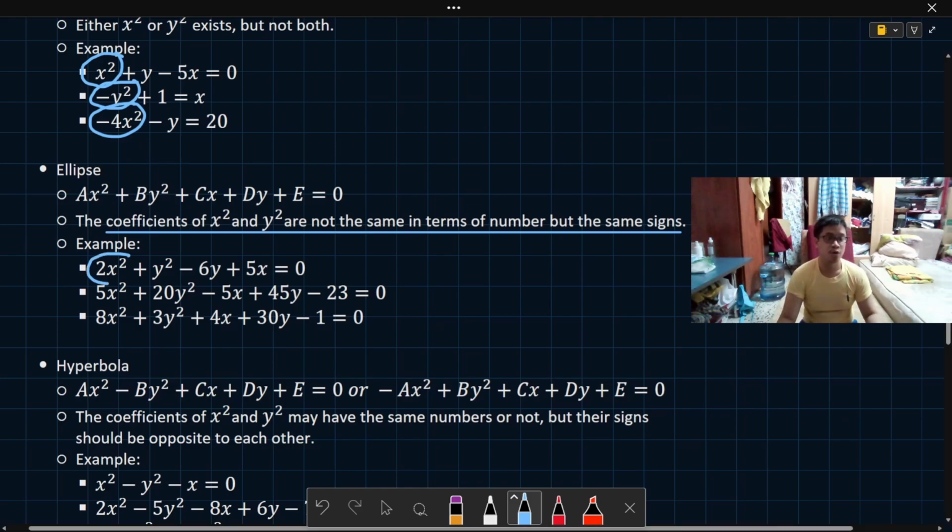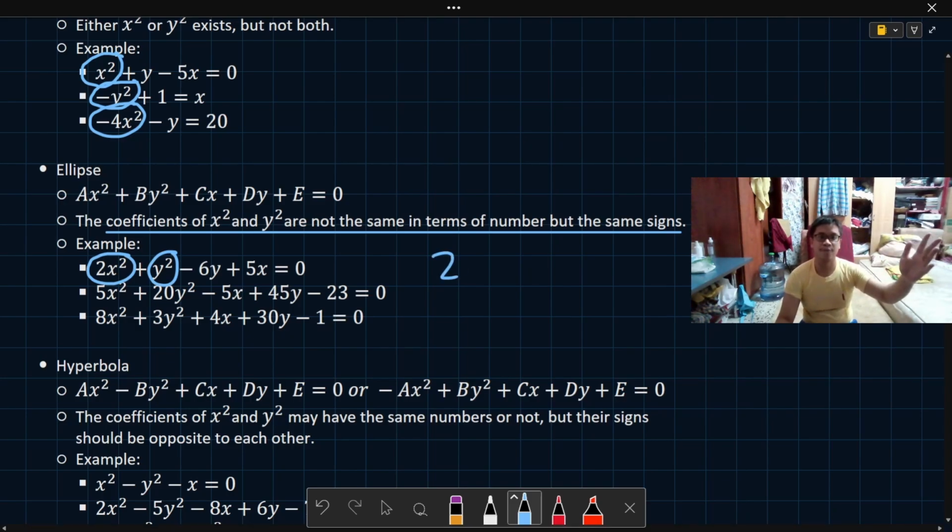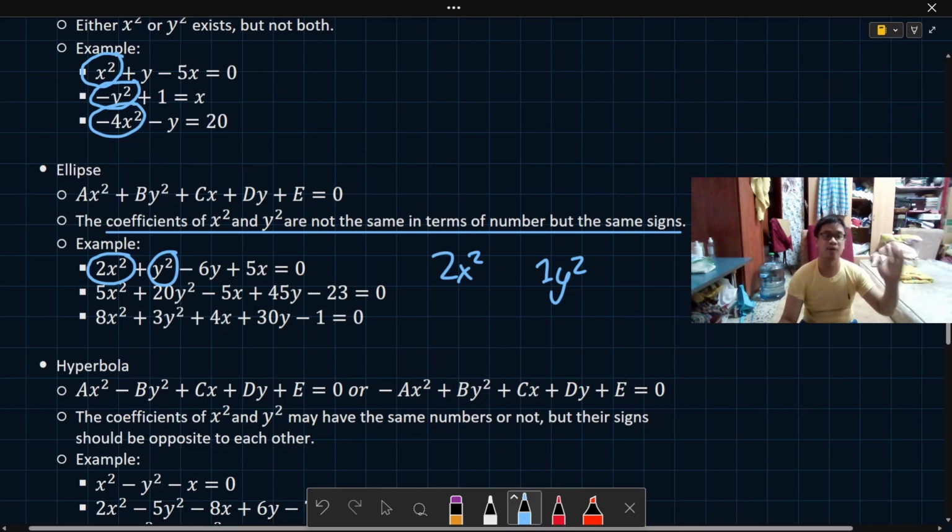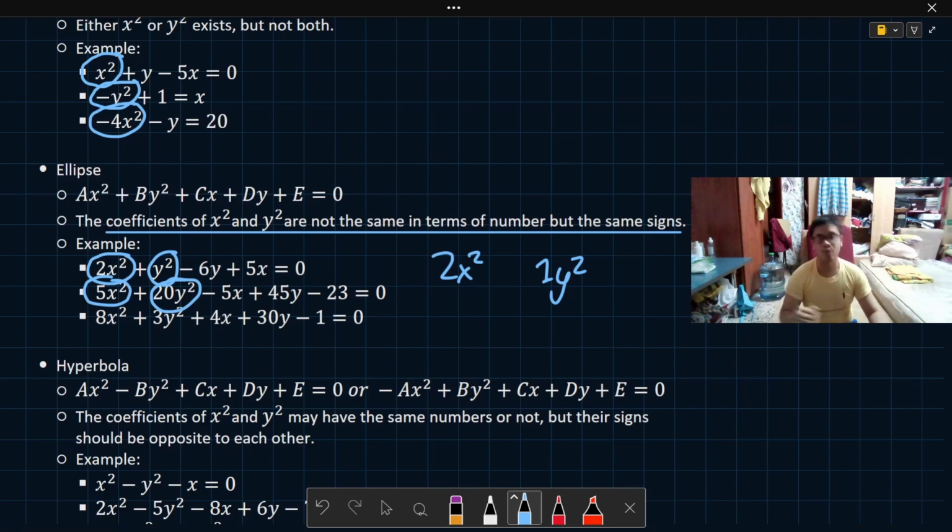For example, look at 2x squared and y squared in the first example. We have 2 for x squared and we have 1 for y squared. Numbers are totally different, 2 and 1. But you see, both of them are positive. Ellipse. That's it. Another example. We have 5x squared, 20y squared. We have 5 for x squared and 20 for y squared. Not the same number, but the same signs. Both of them are positive. It's an ellipse.